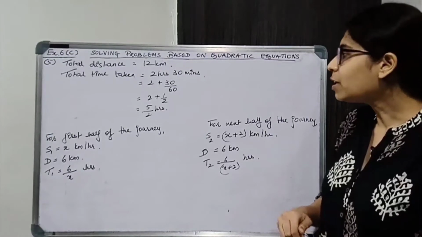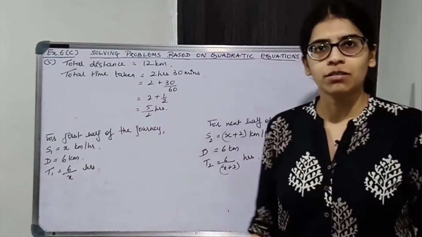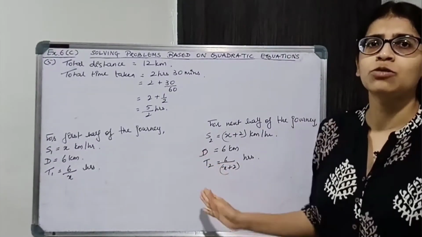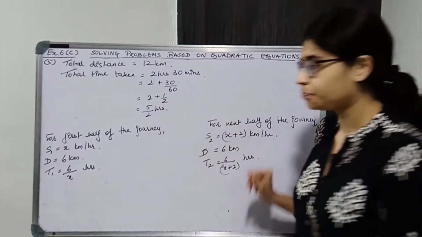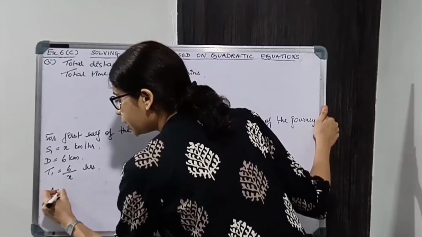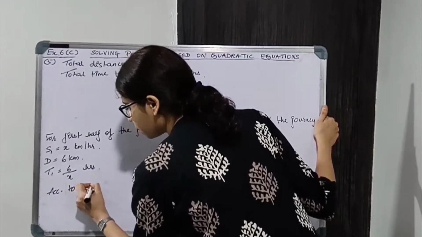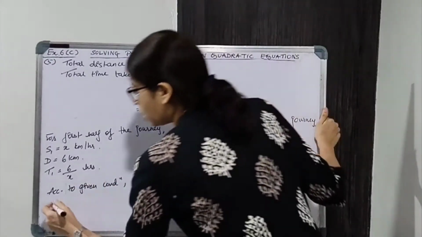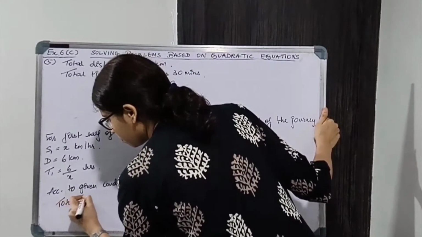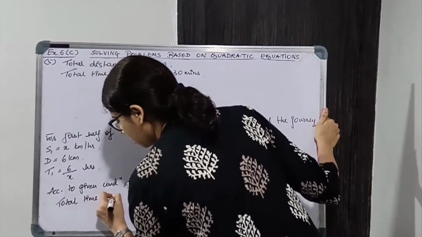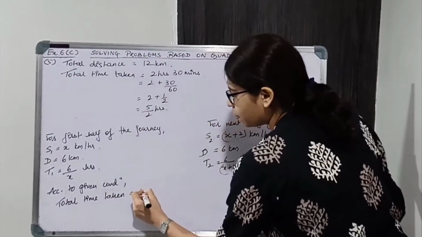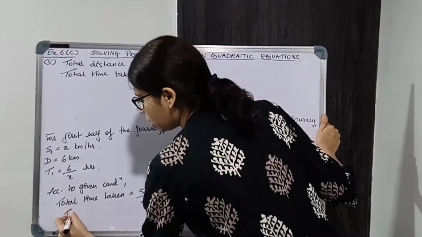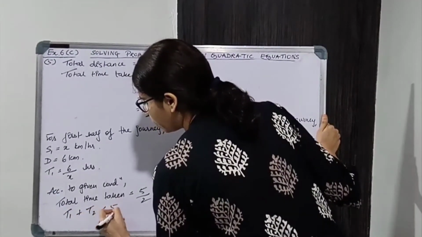Now total time is this. Total time is what? First half में जो time लगा है plus next half में जो time लगा है, so T1 + T2 is equal to 5/2. So just write down according to given condition. Again full words, don't use short forms, okay? Total time taken is 5/2, okay? So T1 + T2 is equal to 5/2.